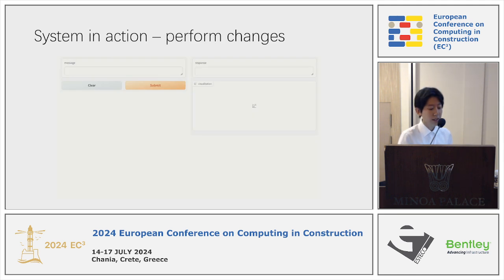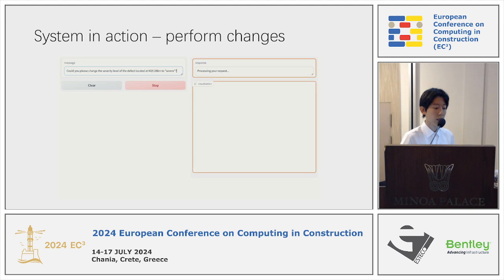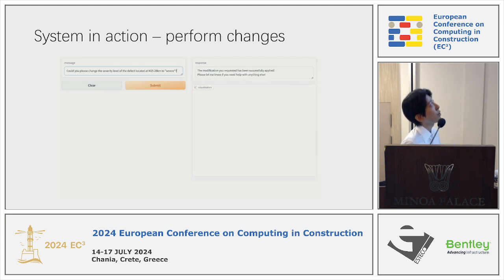And here we can see the system performing the third task, which is performing changes to the digital twin. So here the user is asking the system to change the status of a defect to severe, because the defect has developed over time. And we can see that the system can perform the change to the digital twin and then return feedback to the user that this has been successfully executed.